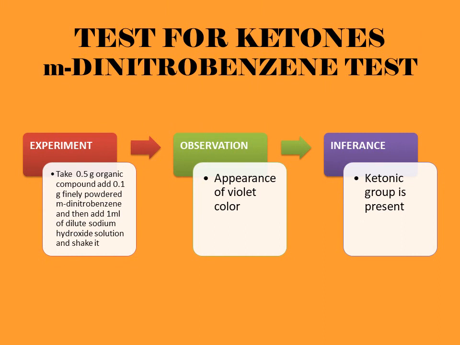Test for ketones. The first test for the identification of the ketonic group is the m-dinitrobenzene test. Place 0.5 ml of the given liquid or 0.5 gram of solid in a clean test tube and add about 0.1 gram of finely powdered m-dinitrobenzene. Now add about 1 ml of dilute sodium hydroxide solution and shake. Appearance of violet color which slowly fades confirms the ketonic group.